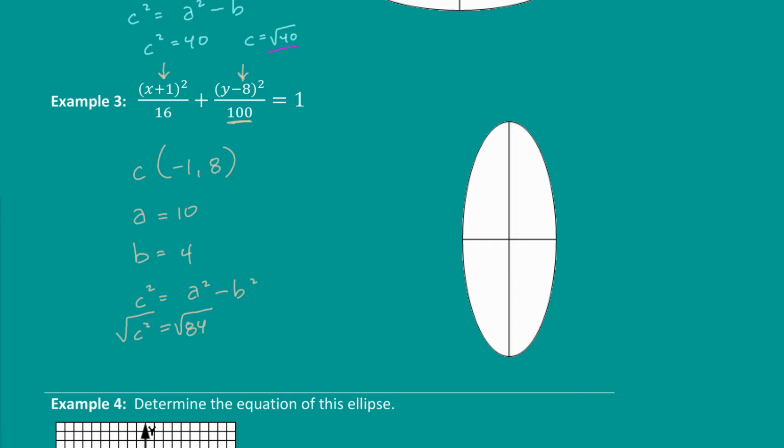So let's go to labeling this ellipse. We know that our center is at -1, 8, and our foci are going to be on the major axis. Now my x value doesn't change, so it's the x value of -1. It has gone up square root of 84, so it's 8 plus the square root of 84. And then this one is -1, and it's gone down, 8 minus the square root of 84.